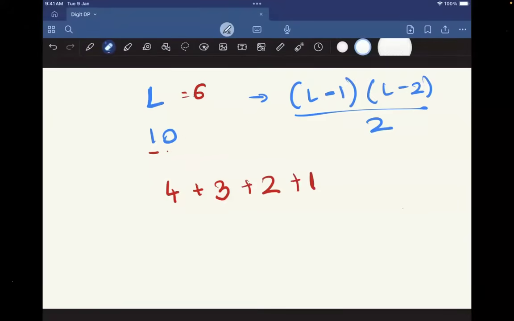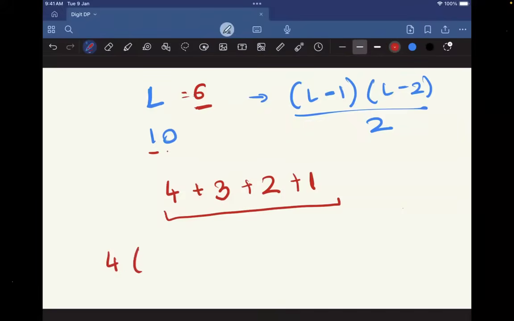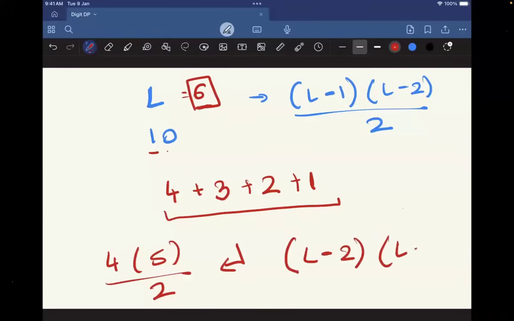Okay. Now the length is 6. But I want 4 plus 3 plus 2 plus 1. I wanted 4 into 5 by 2. But currently I have 6. So how can I get this formula? This is just L minus 2 into L minus 1 divided by 2. Yes or no? Where L is the length of the array right now. Okay. Is this clear?